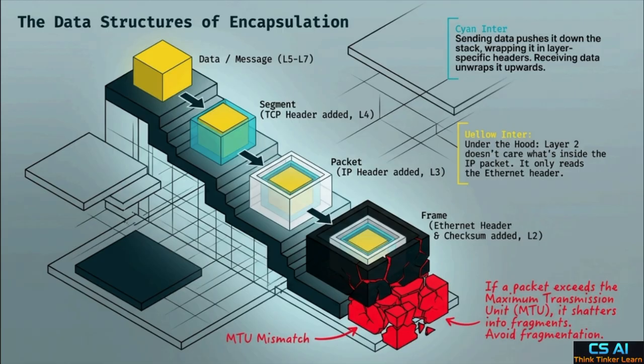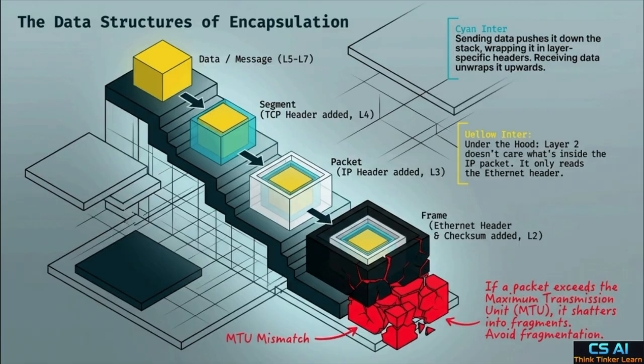When data travels down the stack, it undergoes a process called encapsulation. Imagine taking a letter, putting it in an envelope, putting that envelope in a box, and then shipping that box. At each layer, we wrap the data in a header. We start with the message at layer 5 through layer 7. As it hits layer 4, we wrap it in a TCP header, turning it into a segment. At layer 3, we add an IP header, making it a packet. Finally, at layer 2, we add an Ethernet header and a checksum, creating a frame.